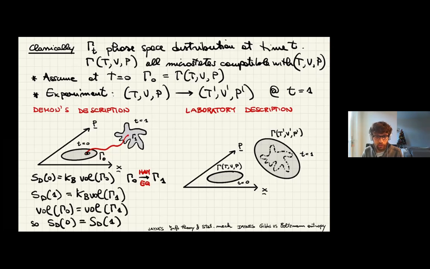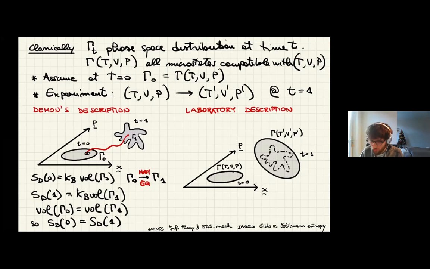Again, this is operationally fine. If we were in the situation that we could actually control all of these microscopic degrees of freedom, we would be able to undo the whole evolution. So we would also be able to take T prime, V prime, P prime back into TVP.